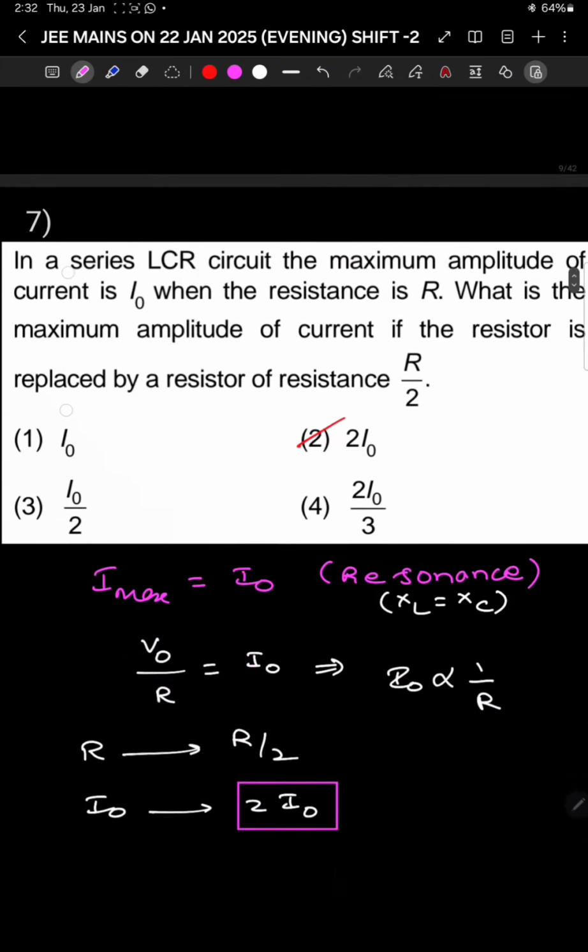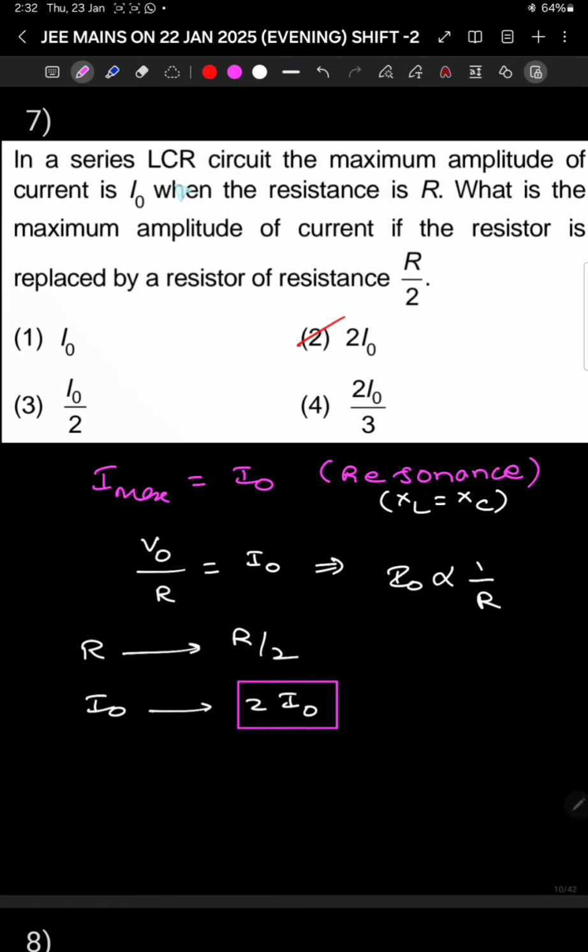Next question. This question belongs to LCR circuit. Here in this circuit, maximum amplitude of current is I0 when resistance is R. We can have current maximum at resonance only. Resonance means XL equal to XC. Then maximum current formula V0 by Z, Z formula root of (XL minus XC) whole square plus R square. XL XC cancel, you will get V0 by R.